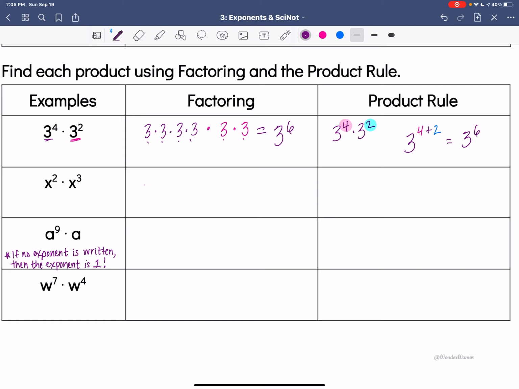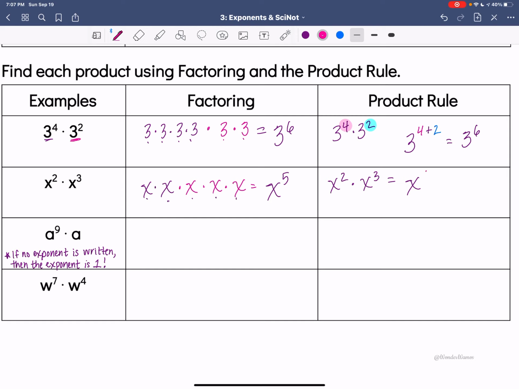We've got x squared, so it's x times x, and then I've got x to the 3rd. Remember, we're still multiplying. Then you're just going to count all of them out. You have a base of x, and then just count how many x's you have: 1, 2, 3, 4, 5. So it's x to the 5th. Or you can do the shortcut, where you write the base and you add the exponents.